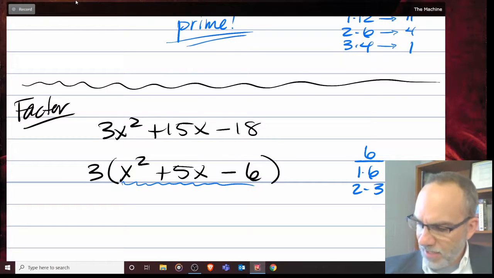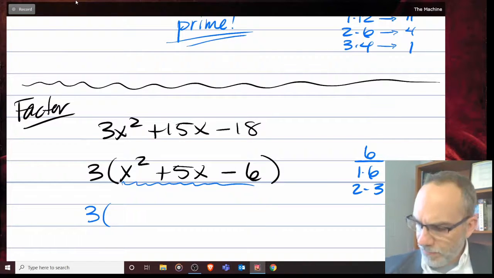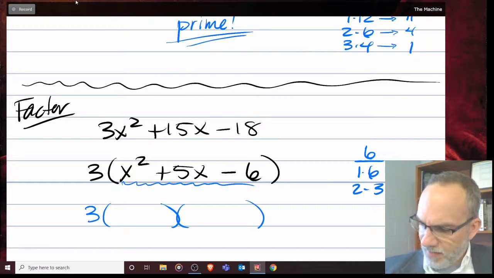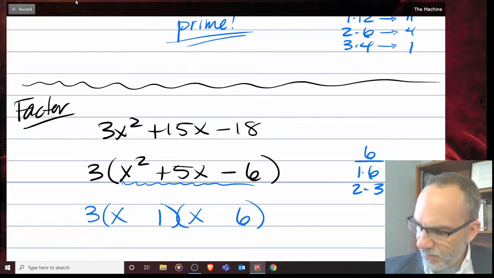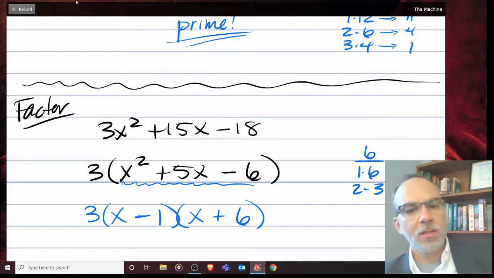So this one, I carry the 3 down. Always carry the greatest common factor down. It's like your luggage. You can't leave it. Then this is going to be x in the first position, x in the first position there, a 1 and a 6. How do we get a positive 5? That would be a positive 6 and a negative 1. There we go. That was from the previous lesson.